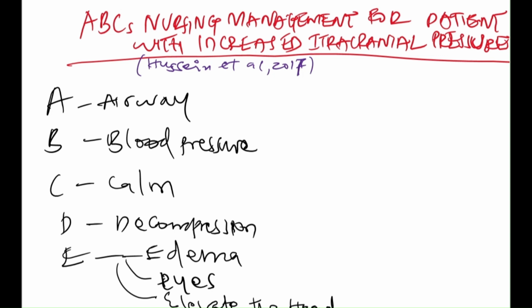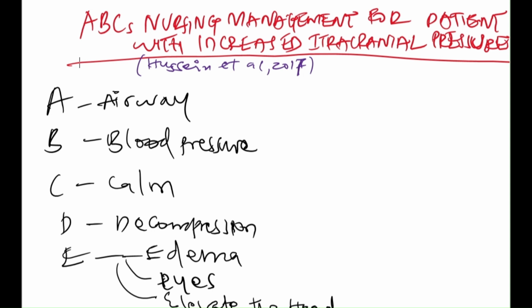From the other video, we discussed the signs and symptoms of increased intracranial pressure, and now let's see the ABCs, the nursing management for a patient with increased intracranial pressure. What actually do we have to do when we have these patients in our settings, especially in the emergency area?